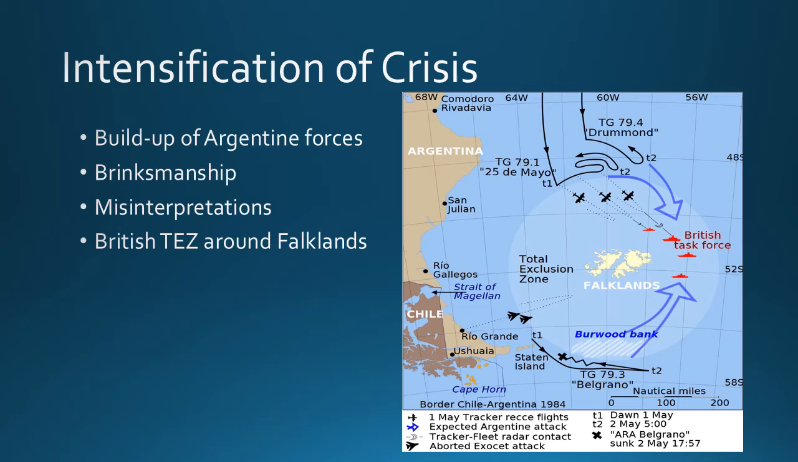However, the conflict will only intensify, especially as the British establish, as you see here in this map, this total exclusion zone around the Falklands, and basically saying, hey, look, if you try to come into this total exclusion zone, we're going to take you down. And so sure enough, they will hold true to that, and they will sink an Argentinian ship very early on in the conflict.